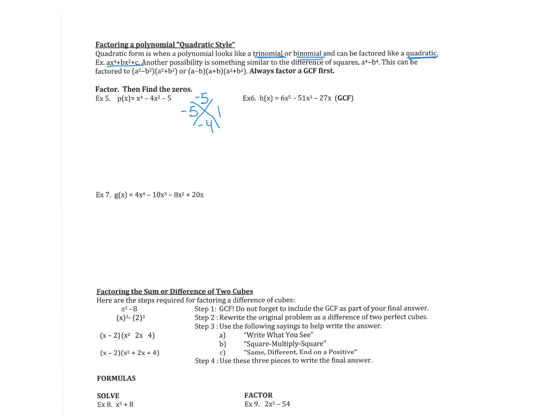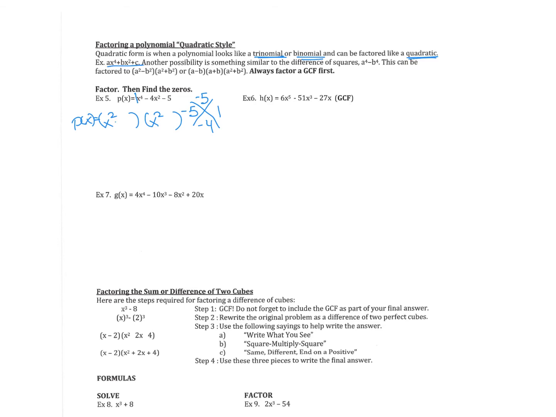So careful here. The difference with this problem is that now in my parentheses, I don't have an x. I have an x squared. Well, why is that there? Well, I have an x squared because when I multiply these together with FOIL, I need my first term to be x to the 4th. So in this problem, my a was 1, so I don't need factor by grouping. So I know the negative 5 and the plus 1 goes into my parentheses.